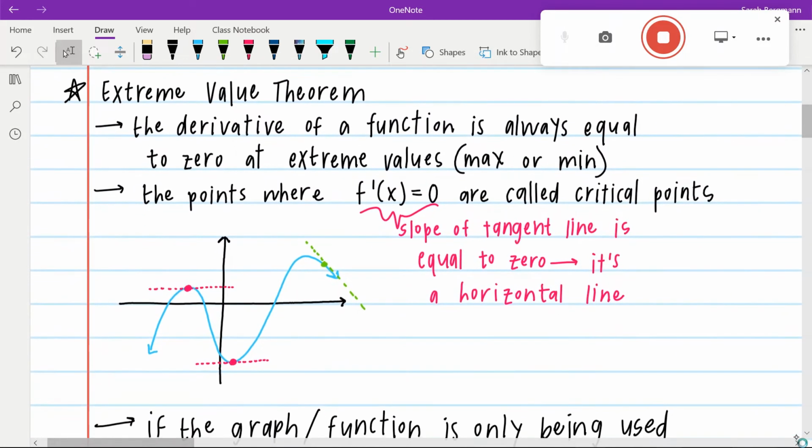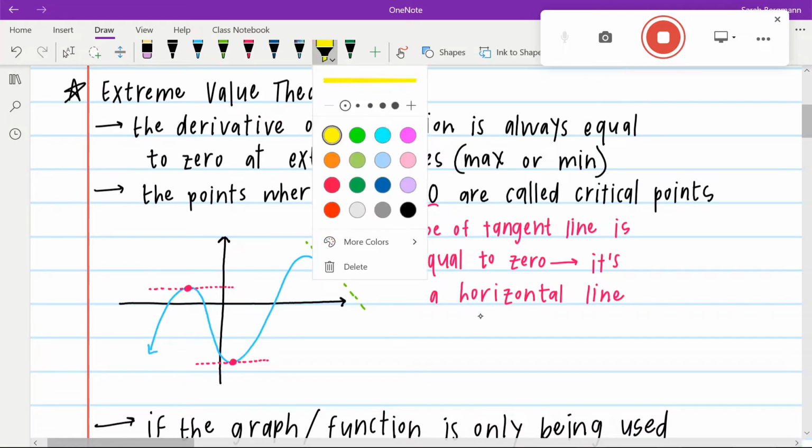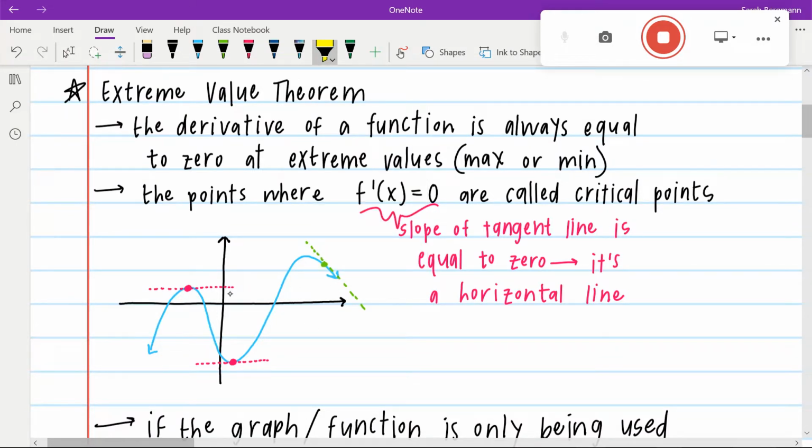Basically what this says is that the derivative of a function is always equal to 0 at extreme values. So extreme values, remember, are max or min values. So at these max and min values, we know that the derivative would always equal 0. And wherever these points are where the derivative equals 0 are called critical points. And remember, derivative equal to 0 would mean that the slope of a tangent line would be equal to 0. So slope equal to 0 means it's a horizontal line.